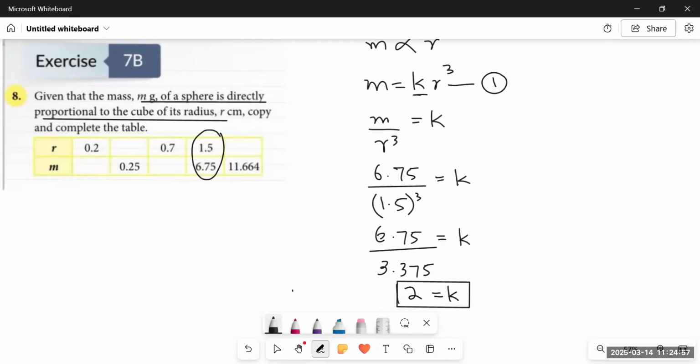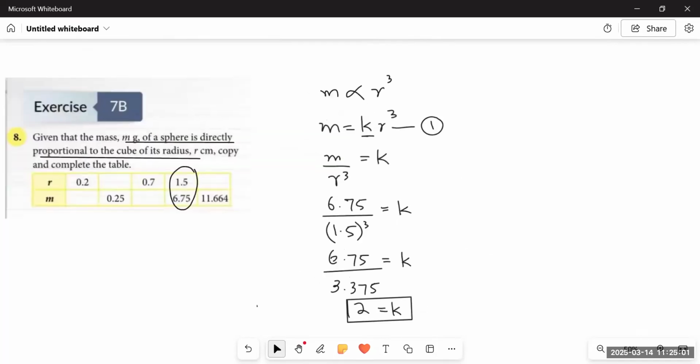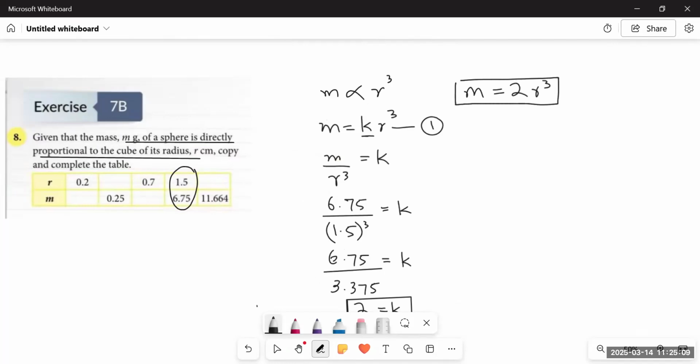Okay, so the equation would turn out to be m is equals to 2r cube. This is the equation that we have to use for every variable given out there. Okay, so in the first part, we are provided with the value of r. We have to find out the value of m. We are going to substitute the value of r, which is 0.2.